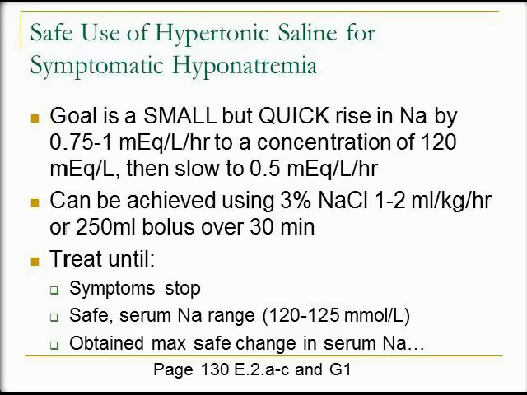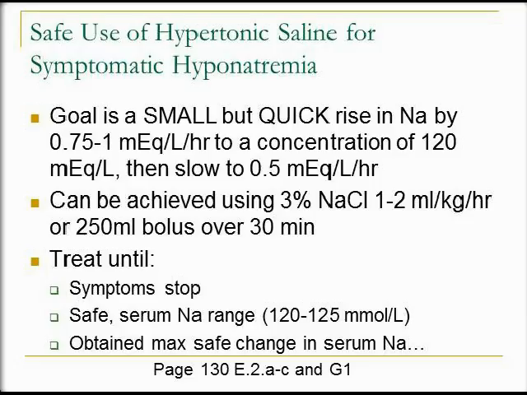So what is the safe use of hypertonic saline for patients with symptomatic hyponatremia? Your goal is a small but quick rise in your sodium, by about 0.75 to 1 milliequivalents per liter per hour to get them up to a concentration of 120, which is usually a safer range. Okay? And then you want to decrease your infusion to slow it to a rise in your sodium by about 0.5 milliequivalent per liter per hour.